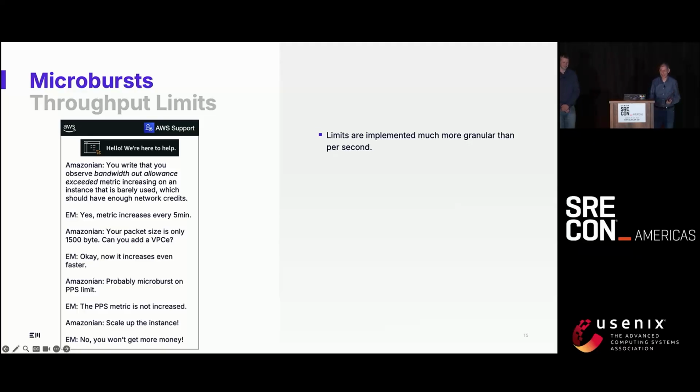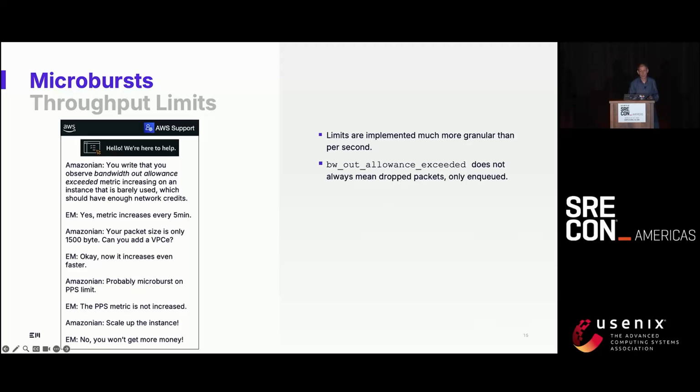So what did we learn from this? That limits are implemented at a much more granular level than per second, actually. They are much closer to microseconds, potentially. That the bandwidth out allowance exceeded counter doesn't necessarily mean dropped packets. It means that packets get queued because they cannot be transmitted immediately, and they stay in the queue, or get dropped, or get transmitted, as Steffen explained.